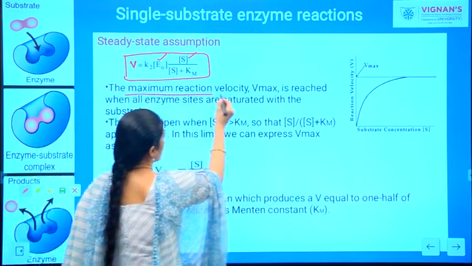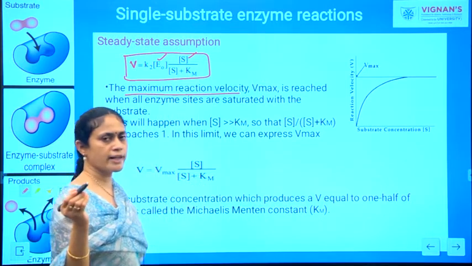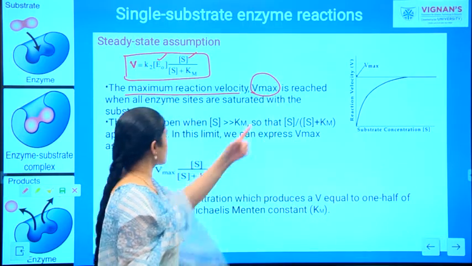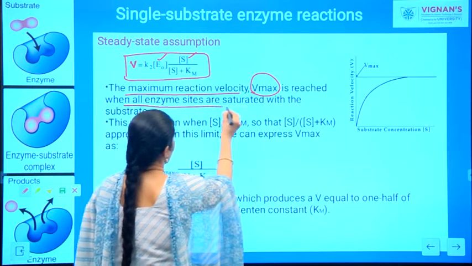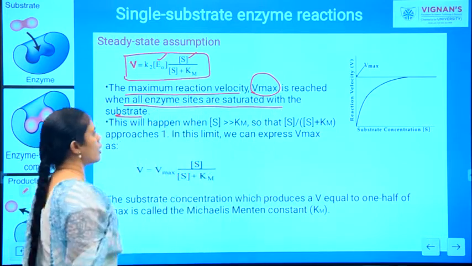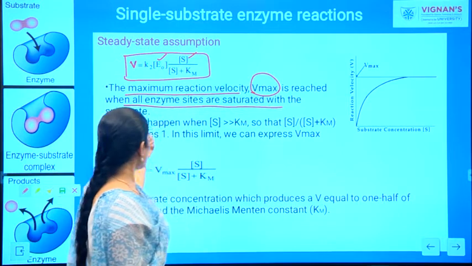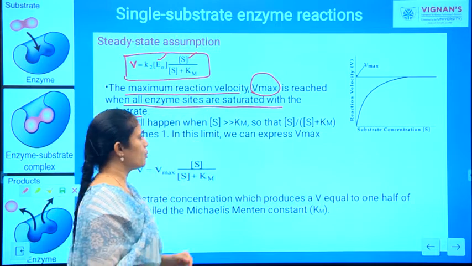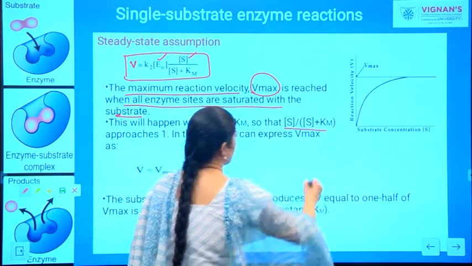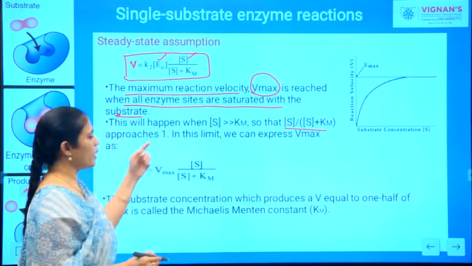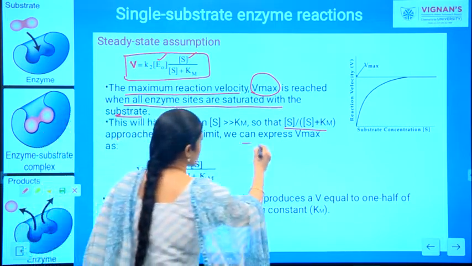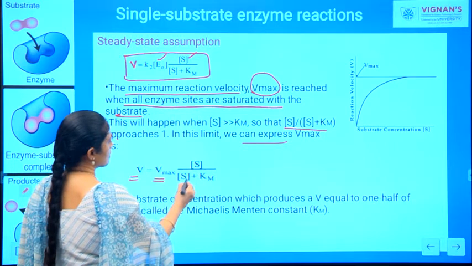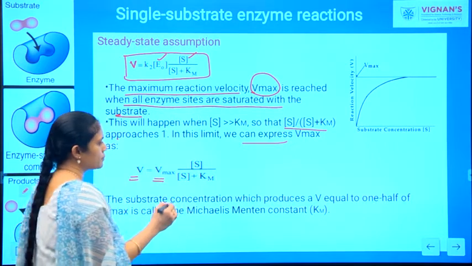The maximum reaction velocity is designated as Vmax. It is nothing but the maximum reaction velocity reached when all the enzyme sites are saturated with the substrate molecules. This will happen when the substrate concentration is very much higher than the Km value, so that S divided by S plus Km approaches 1. In this limit, we will get the expression V is equal to Vmax into S by S plus Km.